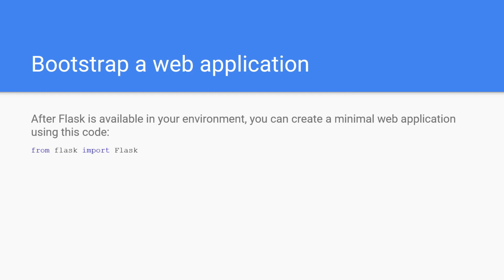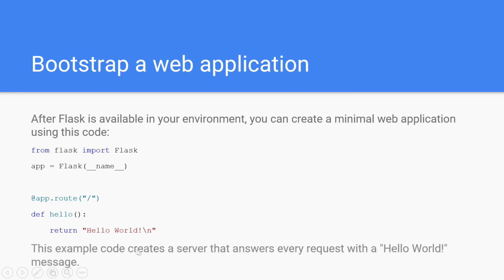From flask import Flask, and the F is capital here, you can notice. app = Flask, F is capital, with __name__. And then @app.route("/"), which means the default one, define the function hello and return "Hello World" with \n. This example code creates a server that answers every request with a Hello World message.